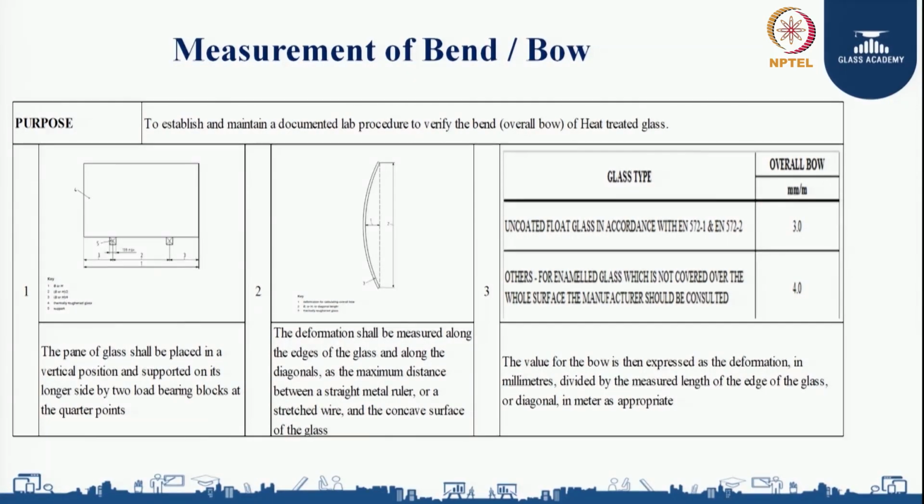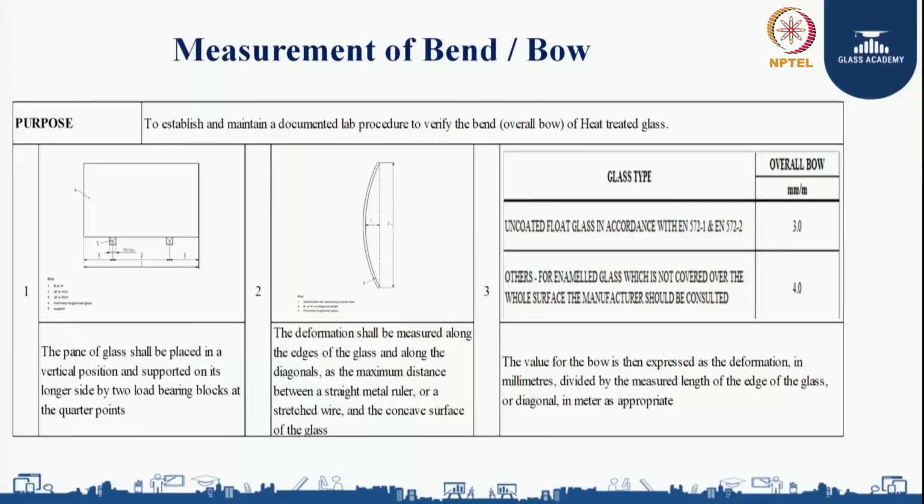Next, the deformation shall be measured along the edges of the glass and along the diagonals as the maximum distance between the straight metal ruler or a stretched wire and the concave surface of the glass. If you see in the figure, if my glass has a bend or a bow, I measure with the help of a straight edge or straight ruler and a taper gauge. When I try to insert the taper gauge between the glass and the straight ruler, if I am able to find a gap between the glass and the straight ruler, that is my bend. That is how I am going to measure.